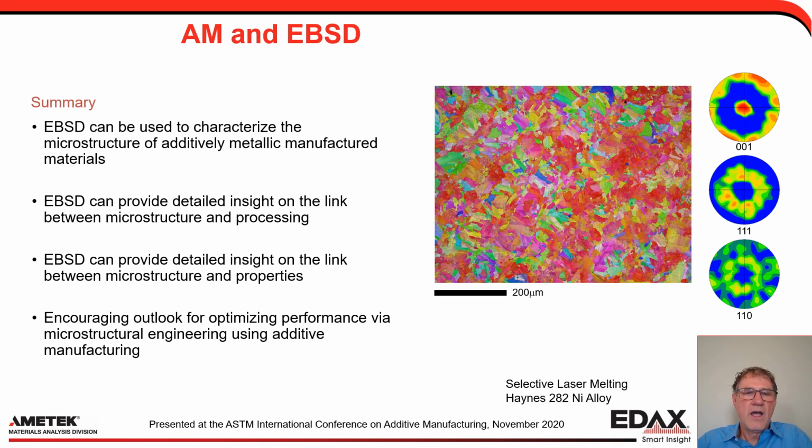So in summary, I hope I've been able to show that EBSD can be used to characterize the microstructure of additively manufactured metals, as well as other materials, but we focused on metals. EBSD helps us better understand the link between microstructure, processing, and properties. And I hope that information will eventually lead us to optimizing performance, especially in terms of anisotropy, whether local or for the bulk material, to meet specific performance needs for components that we are constructing.